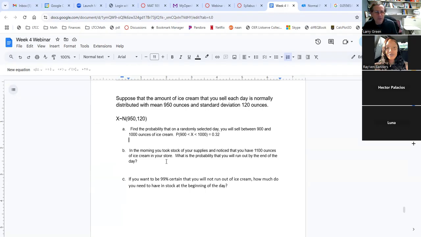Okay, what do we want? We want the probability of what? Put it in the chat box. It's very important that you can do these kinds of things. What's the probability you're going to run out by the end of the day? P of what? Put it in the chat box. Really important that you can do this, so I want to make sure you can try. Yeah, the probability X is greater than 1,100.